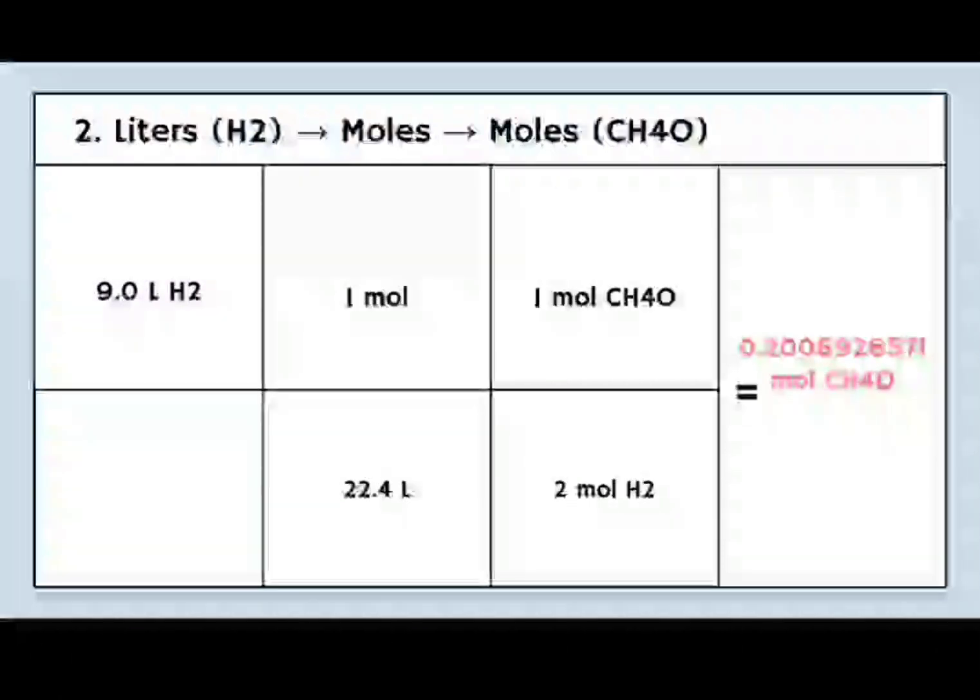Okay, so now using our other reactant, hydrogen gas, we will be converting liters of hydrogen gas to moles of hydrogen gas to moles of methanol. So starting with 9.0 liters of hydrogen gas. Just like our previous problem, for liters we use 22.4 liters, because for every mole there is a volume of 22.4.